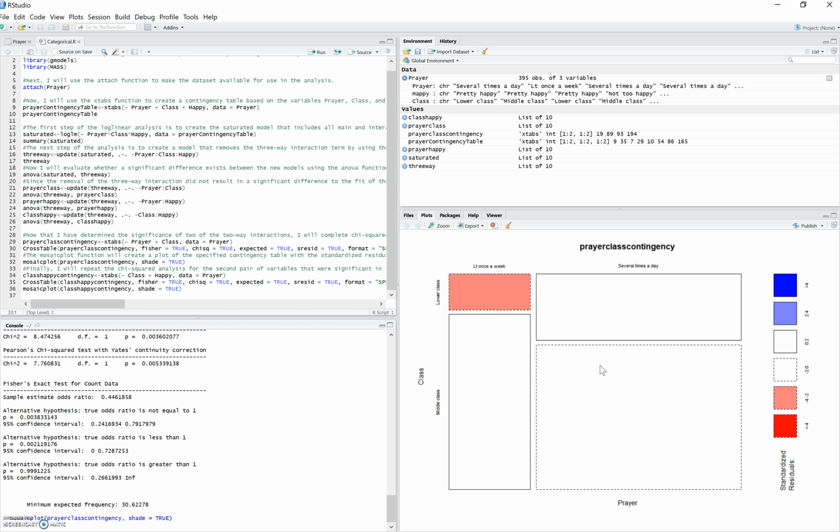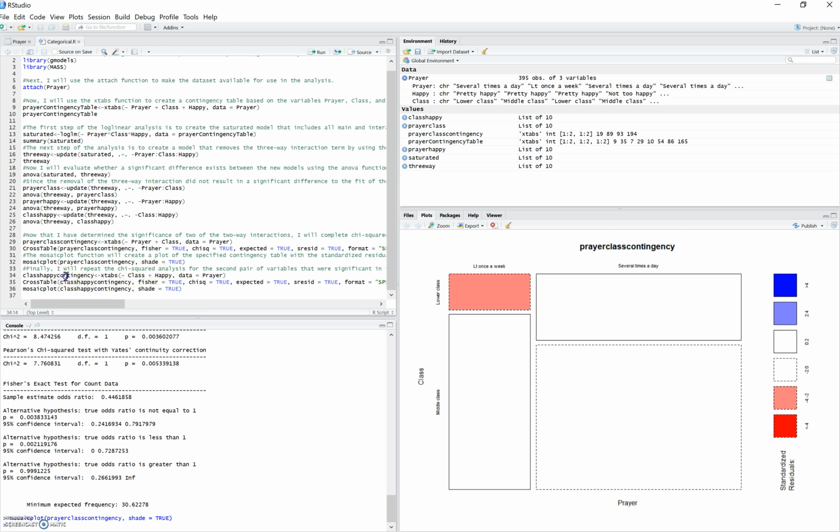So you can see from this graph, the biggest thing that stands out is that those who said they were lower class were less likely to pray only less than once a week. So that's the biggest kind of breakdown of this significant chi-square relationship. This is the significant aspect of this that we can see from the standardized residuals.